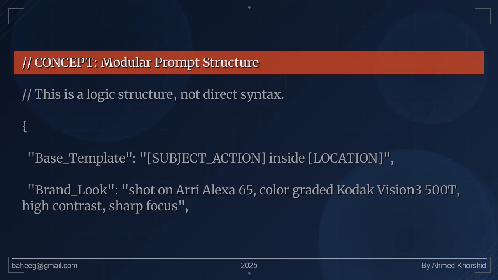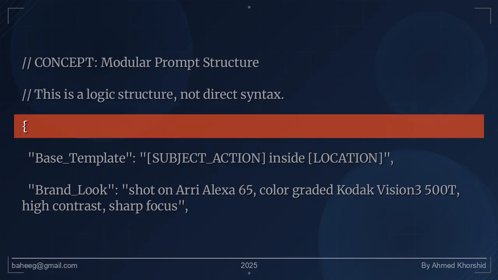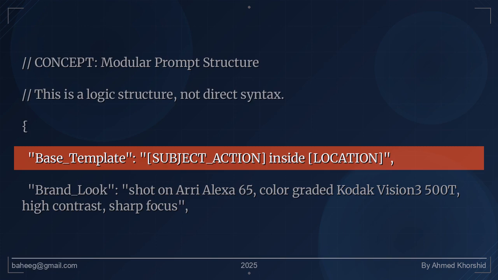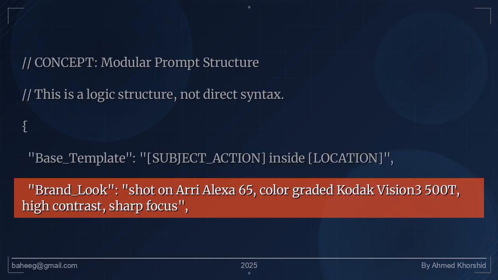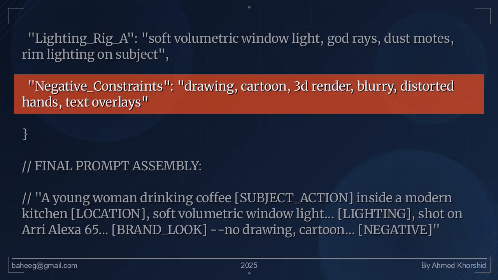Here is an example of how to structure a modular template for a recurring commercial client. / concept, modular prompt structure. / This is a logic structure, not direct syntax. Base_template, subject_action, inside, location. Brand_look, shot on Arri Alexa 65, color graded Kodak Vision 3500T, high contrast, sharp focus. Lighting_A, soft volumetric window light, God rays, dust motes, rim lighting on subject. Negative_constraints, drawing, cartoon, 3D render, blurry, distorted hands, text overlays.